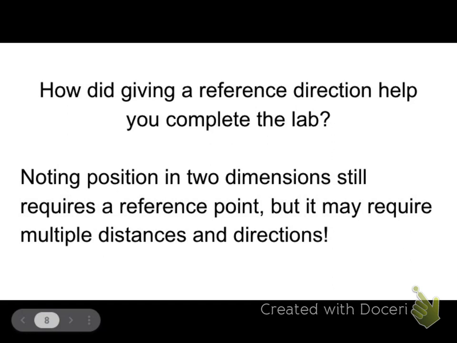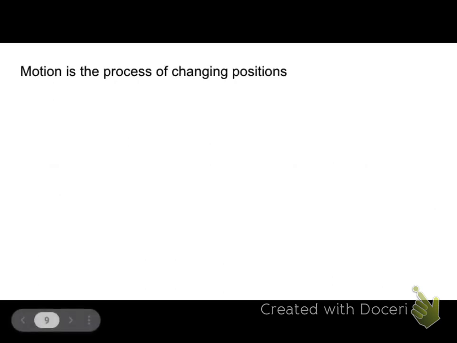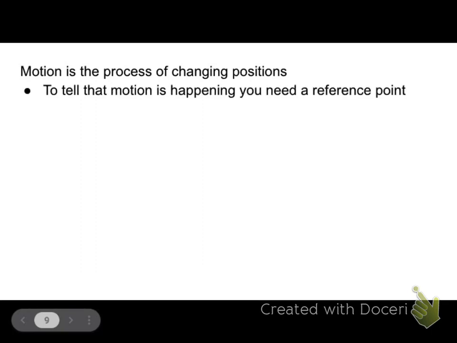It's actually our first 2 because now we understand why reference points and directions are important. So, okay. Which means, greeted by sighs in the room, we're not that far from the end of the notes. We've only got one objective left, okay? Motion is the process of changing positions. To tell that motion is happening, you need a reference point.